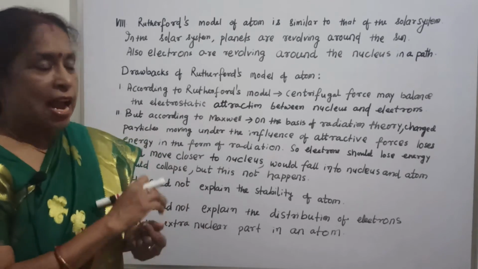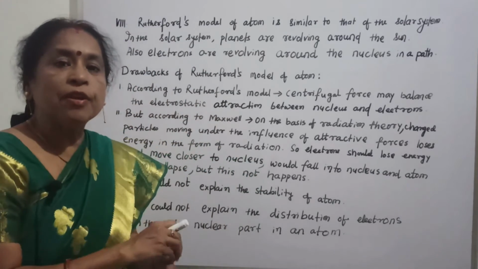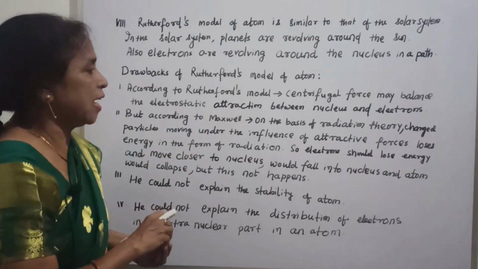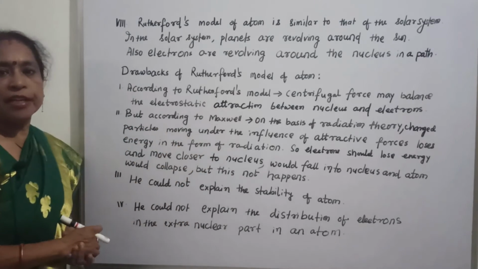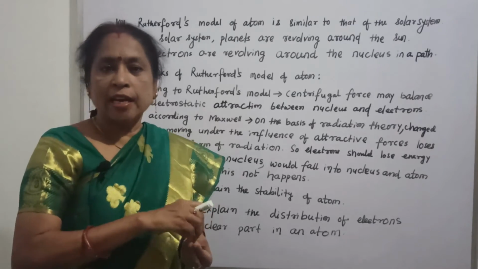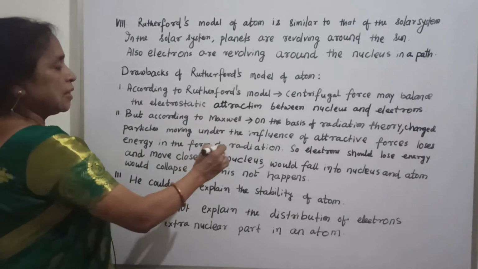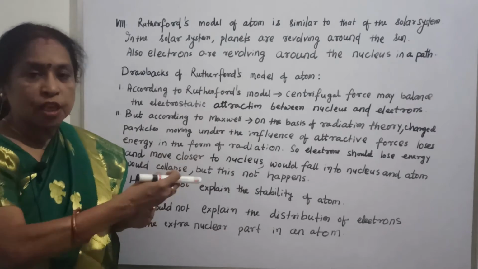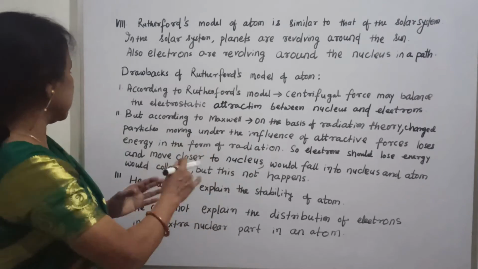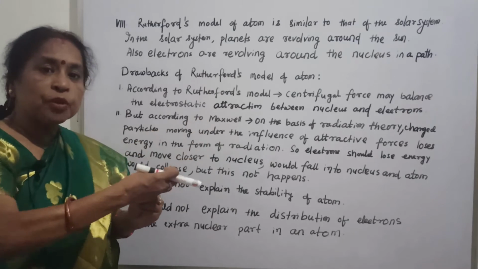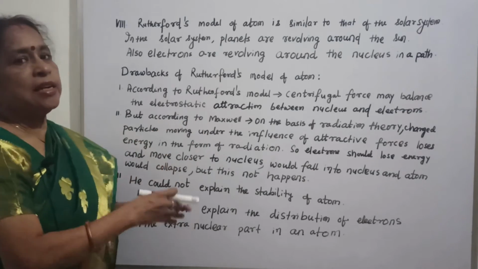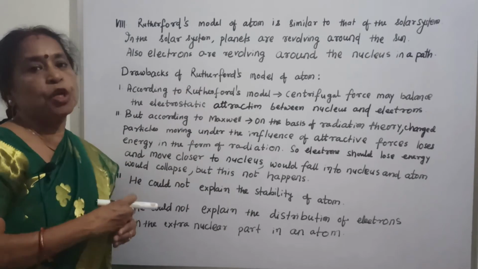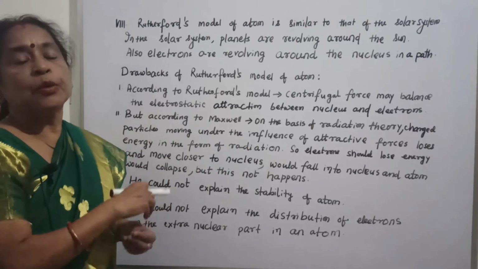Then what happens? According to the radiation theory, it will lose energy. Which one loses energy? The electrons will lose energy in the form of radiation. When electrons lose energy in the form of radiation, they come towards the nucleus and move closer to it. After some time, they would fall into the nucleus.